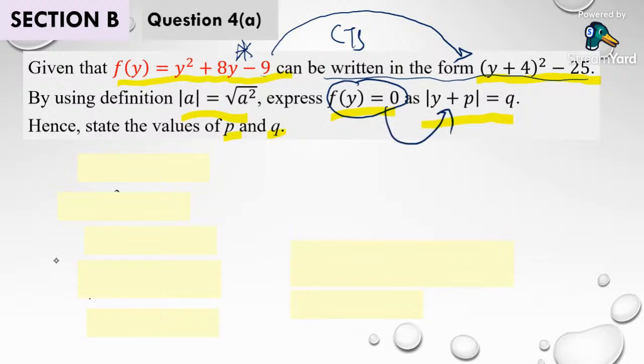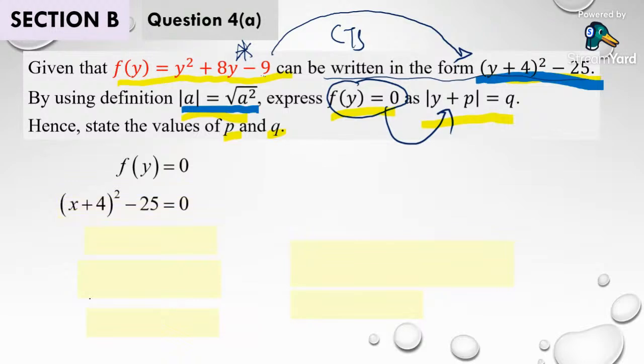And the hint given to us, if you realize, is the definition of the modulus, the definition of the modulus, as well as this form here. How can they relate it to get the answer? Let us try to see. Start with the info f(y) equal to 0. Substitute f(y) for the bracket square minus 25. As I say again, the function in red there is meaningless. We just need the square minus 25 will do.